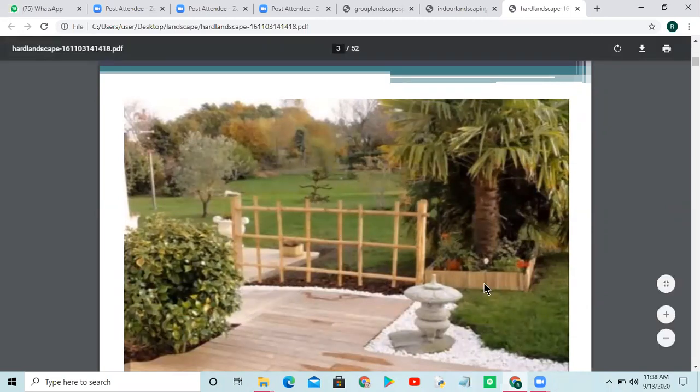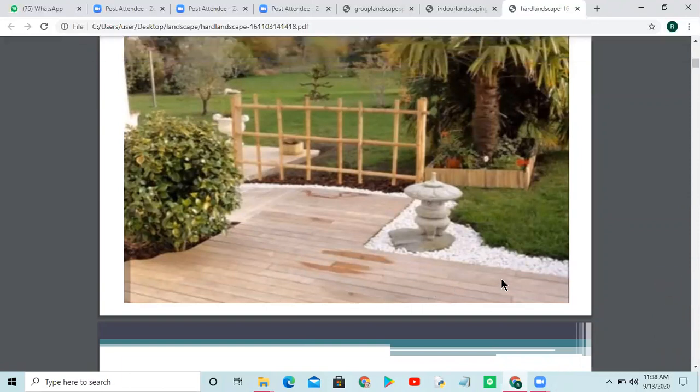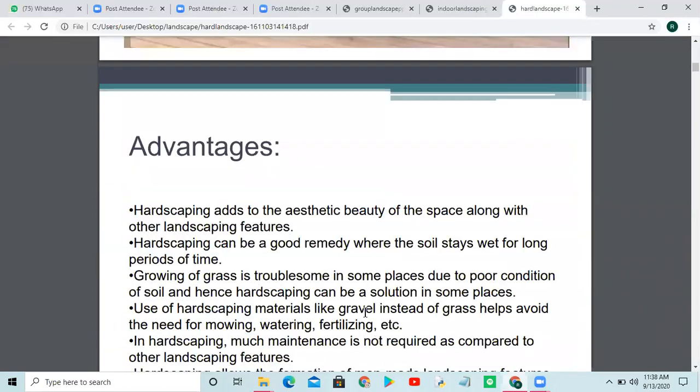Even if there is snow on the grass and even if there is snow here, the pathway, see, this could be actual wood also, and this could be a tile which gives the look of a wood also. So all these hard landscape elements will still remain the same. So this is one advantage.